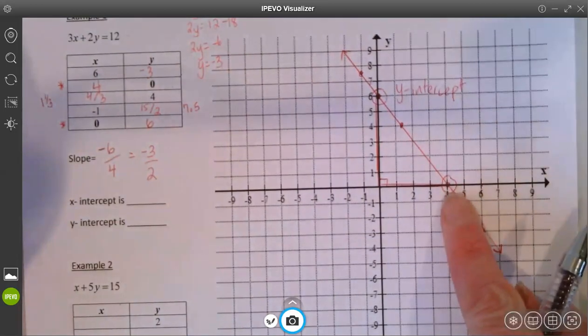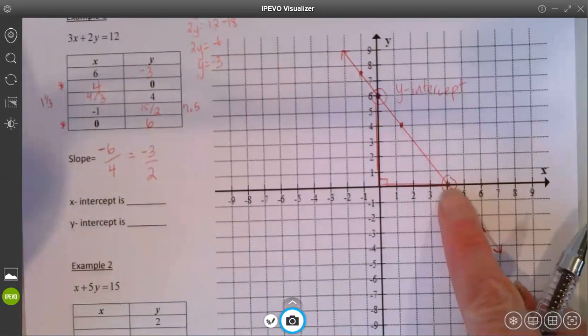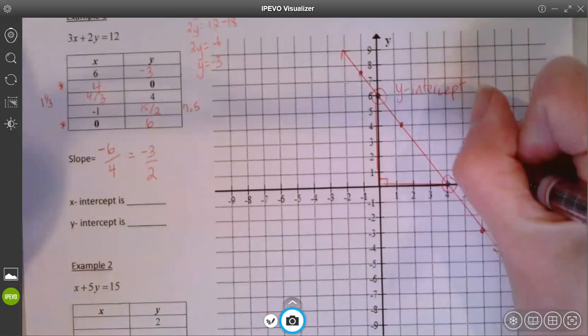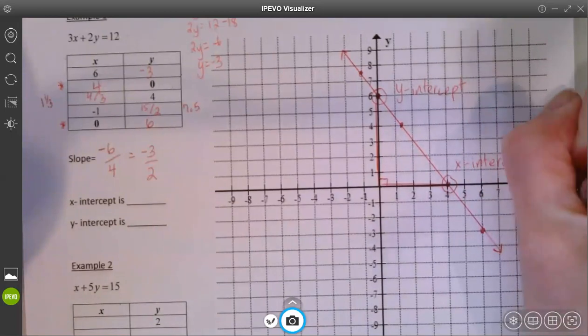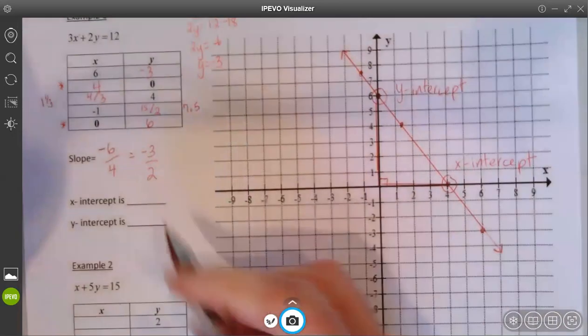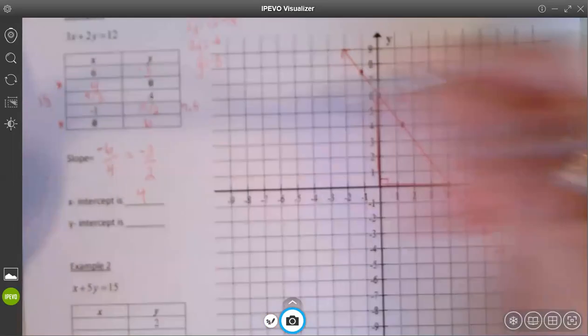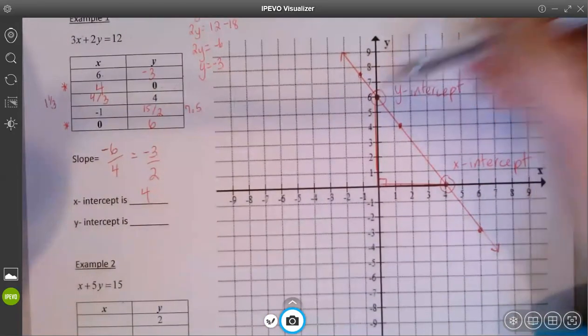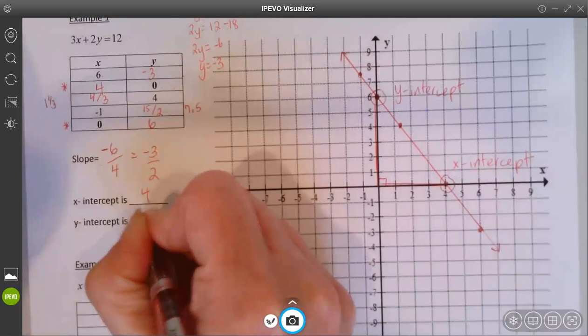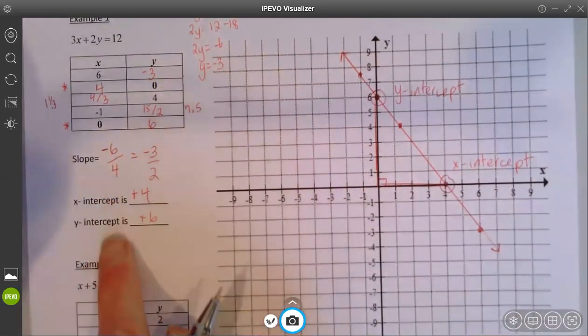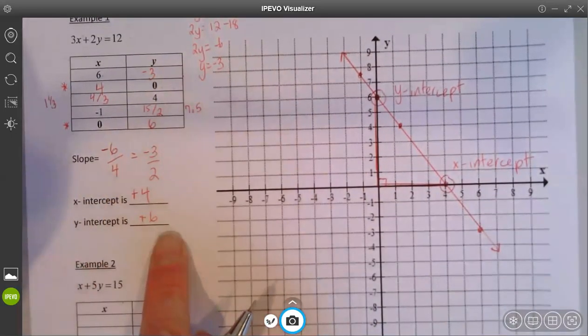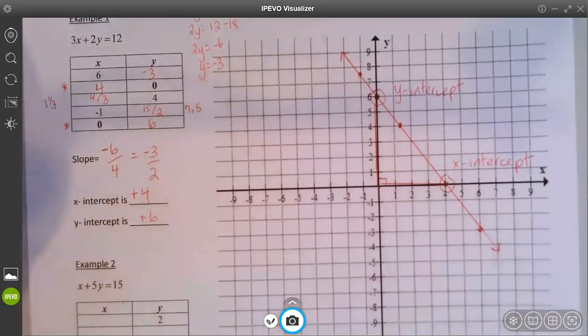And this point down here is on the x-axis. And so the point where your line crosses your x-axis is called the x-intercept. Okay, and we're just going to summarize that. The x-intercept happens when x is equal to 4, and the y-intercept happens when our y value is equal to positive 6. So your x and y-intercepts are just numbers, but they do correspond to locations of ordered pairs.